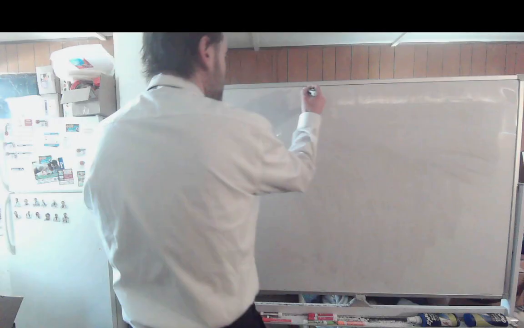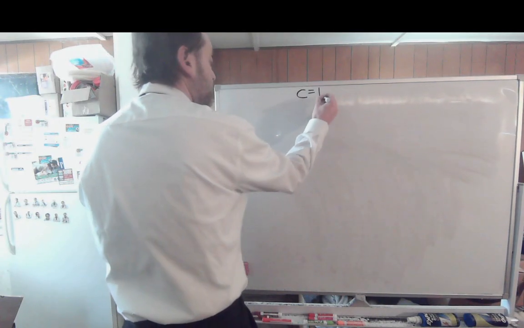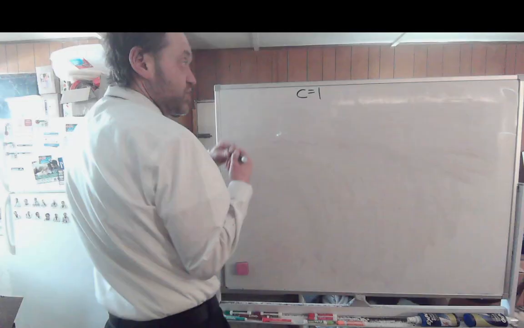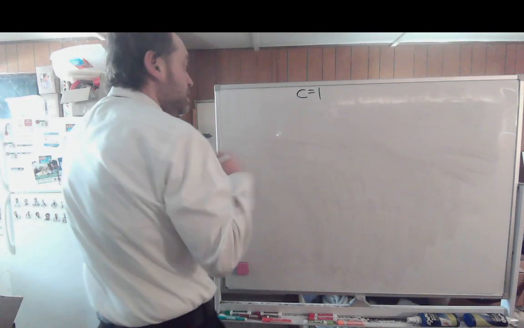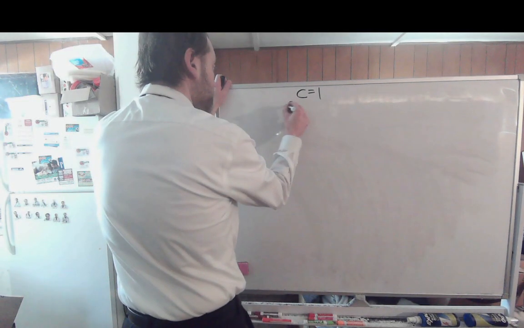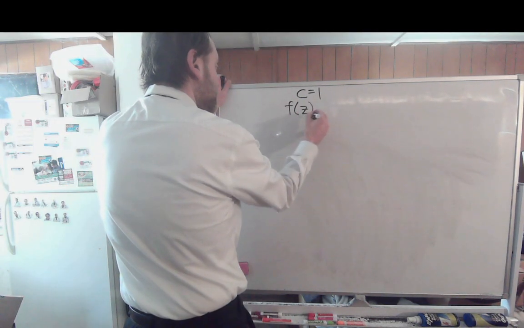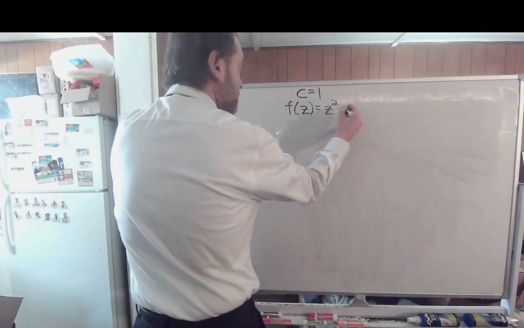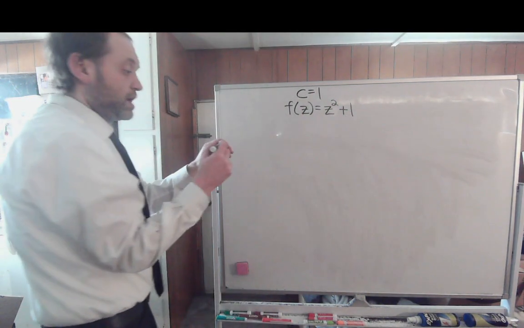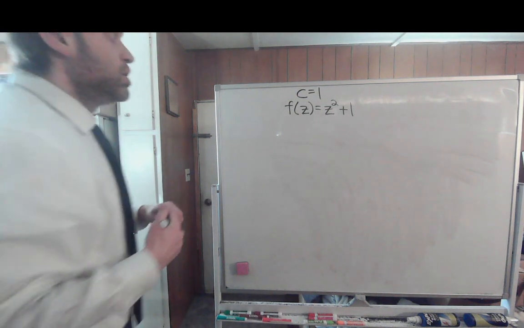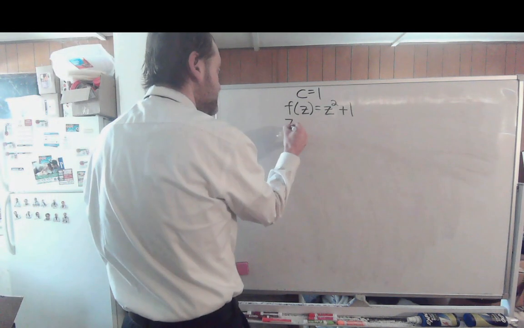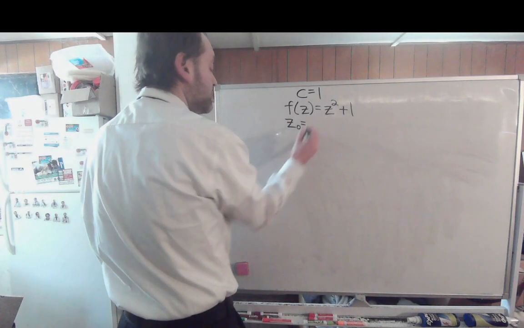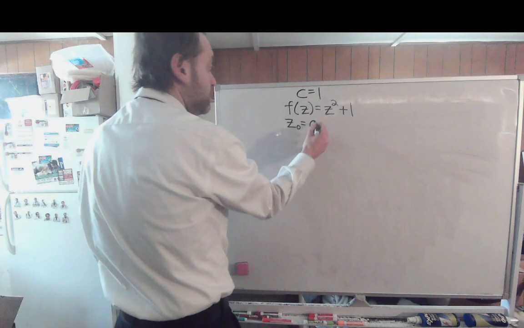Alright, so let's say we have the complex number. We are given c equals 1. That's our complex number, just the good old number 1. So that means our function f of z is going to be equal to z squared plus that complex number of 1. So we have z squared plus 1. Well, it's important to note that z sub 0 is always 0.